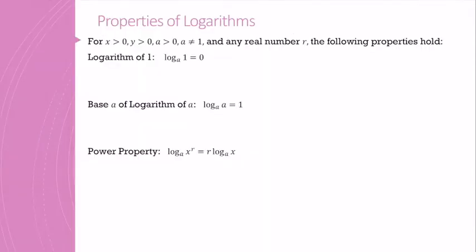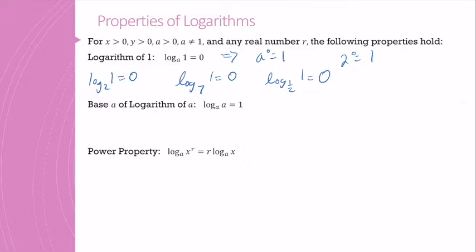So my first property of a logarithm is the logarithm of 1. If I have log base a of 1, that equals 0 for any number a. Why does this work? Well, remember, logarithms are exponents. So if I convert this to an exponent, this is saying a to the 0 equals 1. And I know that to be true. Any number to the 0 power always equals 1. So if I have log base 2 of 1, that's 0. If I have log base 7 of 1, that's 0. If I have log base half of 1, that's 0.